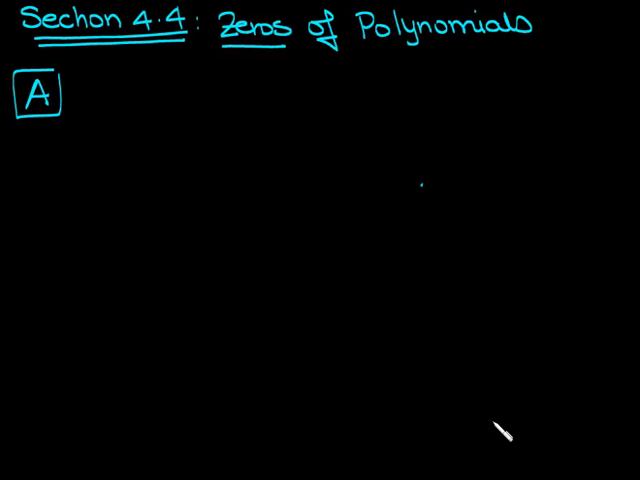Section 4.4 Zeros of Polynomials. In this section we're going to learn how to find zeros of polynomials. Before we do that, let's quickly recall or review some of the concepts we've learned so far. Okay, so this is just a quick review.